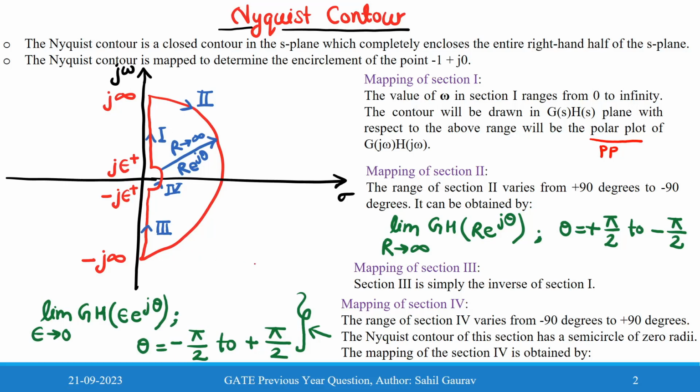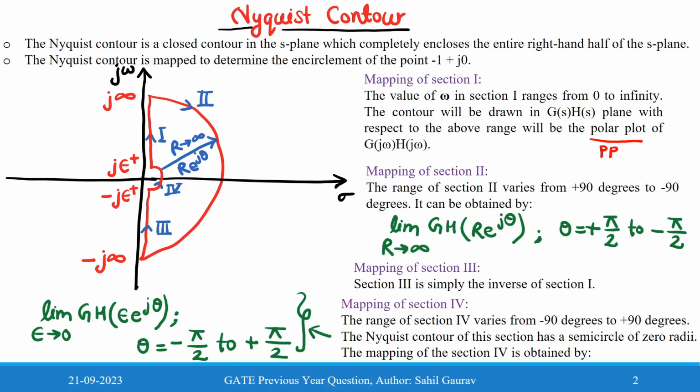Now we will see the mapping of section 2. For section 2, the angle varies from plus 90 degrees to minus 90 degrees, and for mapping of this section we have to replace s by r e to the power j theta and take the limit r tends to infinity. By applying this condition we map section 2 into the GH plane.